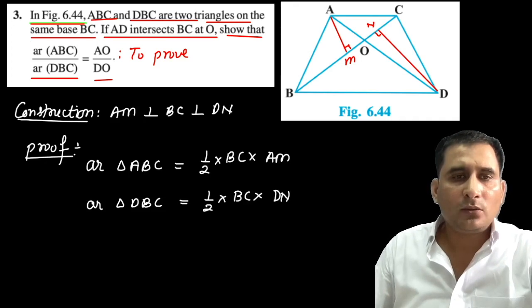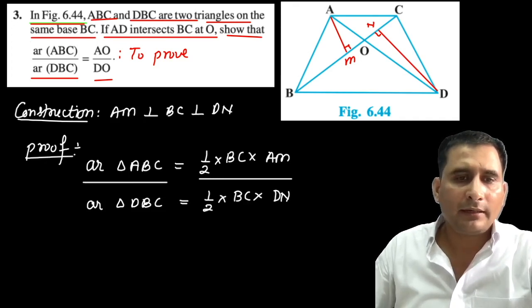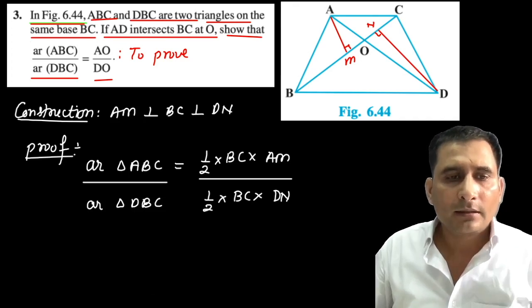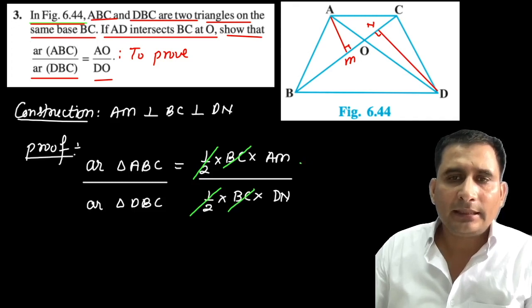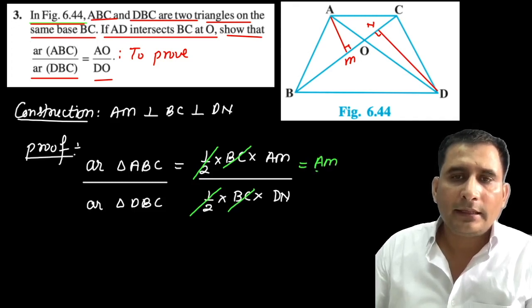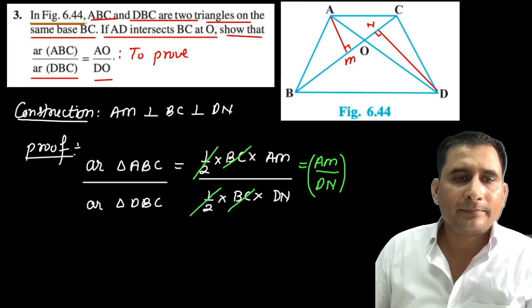So if I divide these two areas, जो मुझे find यही करना है, अगर मैं इनको divide कर दूं तो, we can divide like this on both the sides, right? So half half cancel, BC cancel, remaining is AM upon DN. लेकिन हमें लाना है AO upon DO. Now our next task is AM upon DN को AO upon DO के इक्वल कैसे करें?